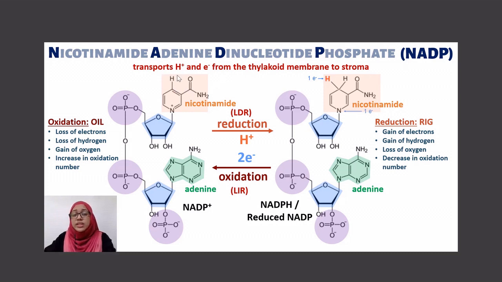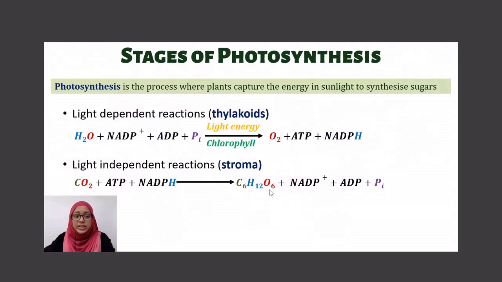They can transport these hydrogen ions and electrons from the thylakoid membrane where the light dependent reaction occurs to the stroma where the light independent reactions occur. Okay, so let's look at the equation once again. So in the light dependent reactions is where you have water split to form oxygen and the hydrogen in the water. You can see it's going to be donated to the NADP, oxidized NADP, to reduce the NADP molecule.